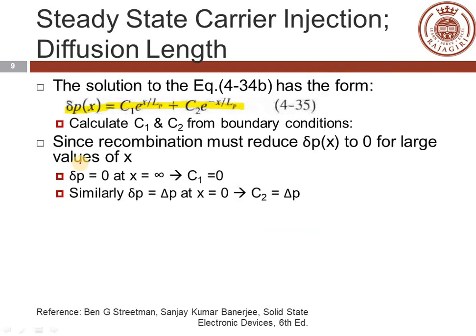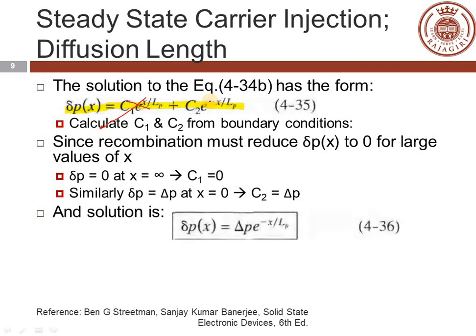Once we apply these two conditions, we will get C1 as 0 and C2 as capital delta P. And the solution will become, here C1 is 0, so this term will go to 0, and C2 we get as capital delta P. So we will get small delta P of x equal to capital delta P into e to the power minus x by Lp.